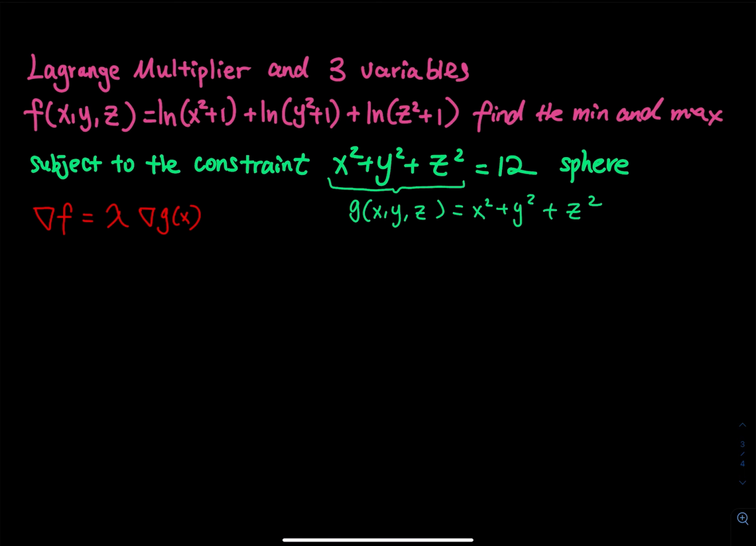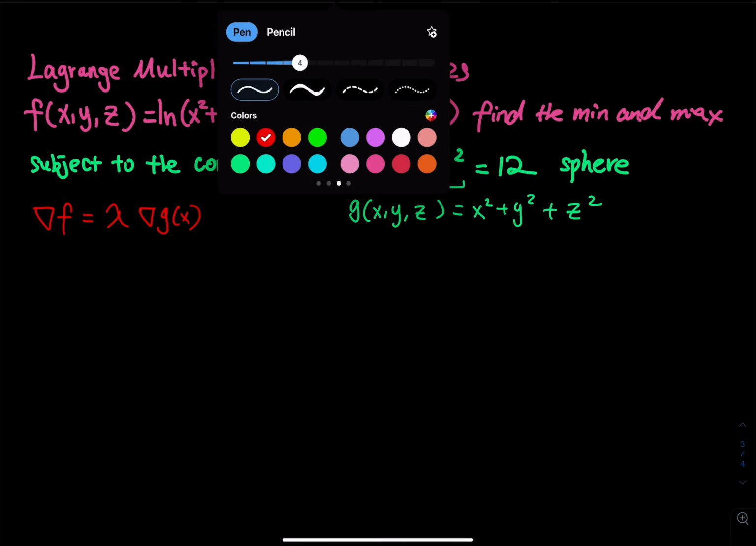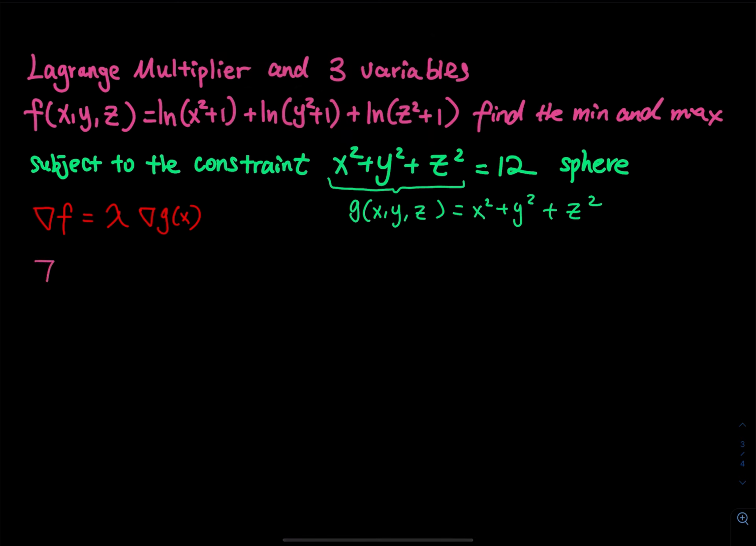So what is the gradient of f? The gradient of f is the partial derivative of function f with respect to x, with respect to y, and then with respect to z. Let's do it. With respect to x, the y and the z terms are constant. So that will be 1 over x squared plus 1, and then chain rule, the derivative of x squared plus 1 is 2x.